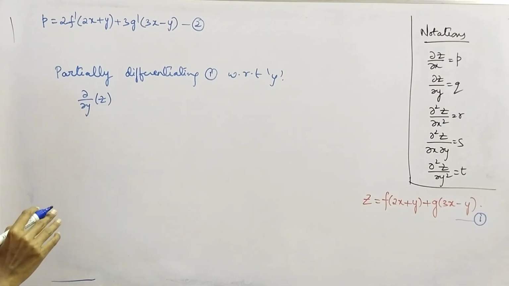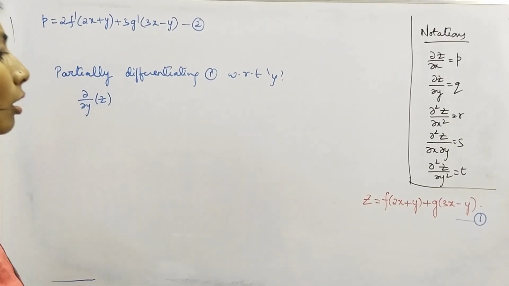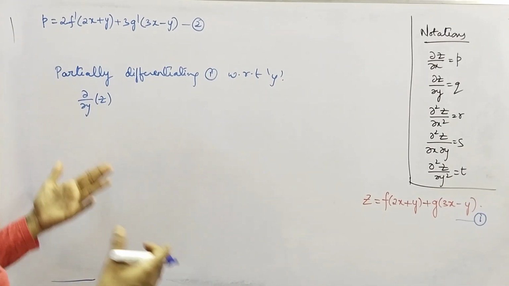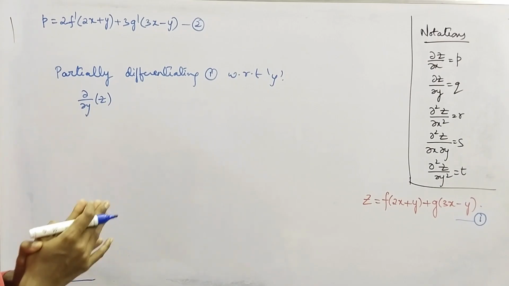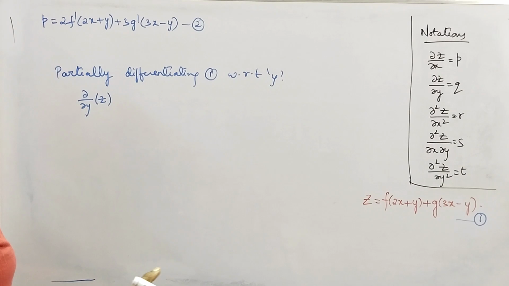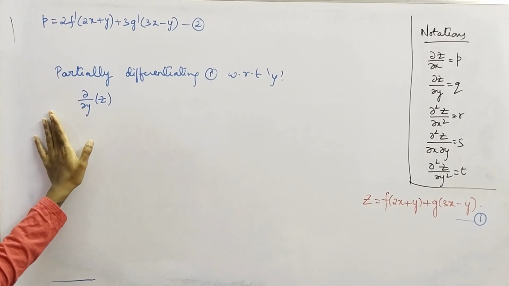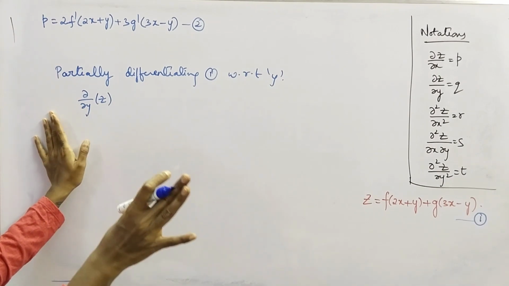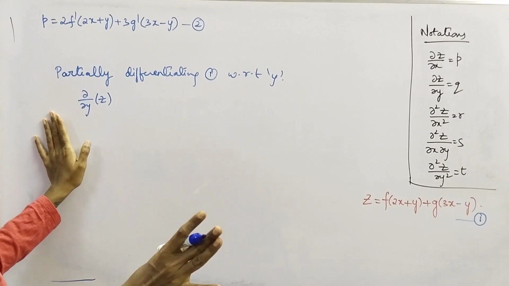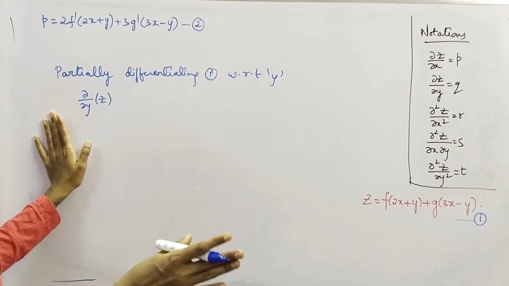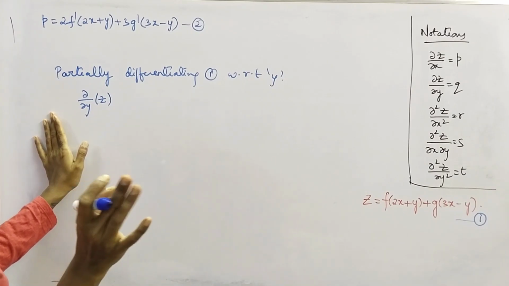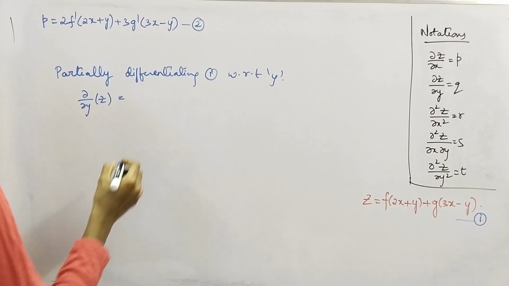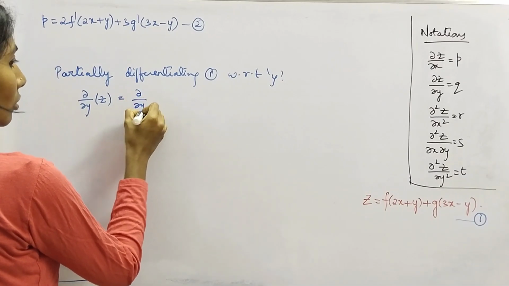It is not necessary to apply dou by dou y all the time, but you may make mistakes. Just to make them understand, and also in order to avoid mistakes, we are taking dou by dou y, or any partial derivative operator. If you feel it's unnecessary, you can just skip it.